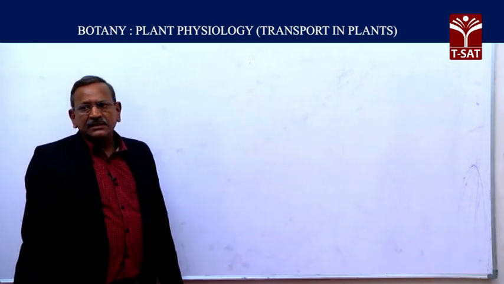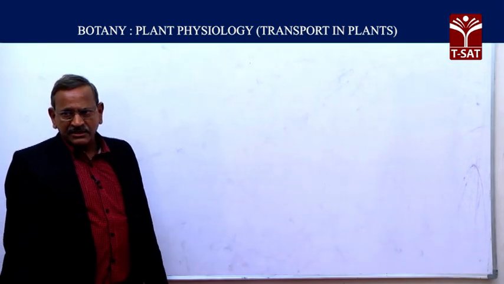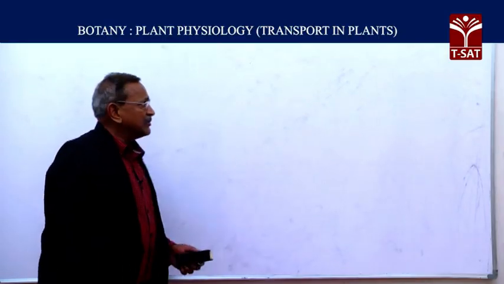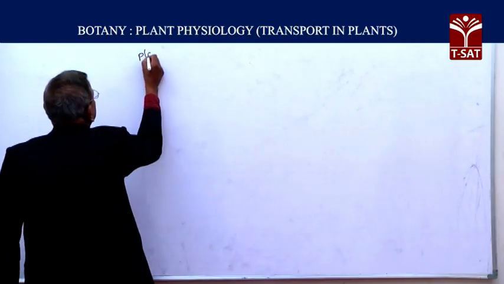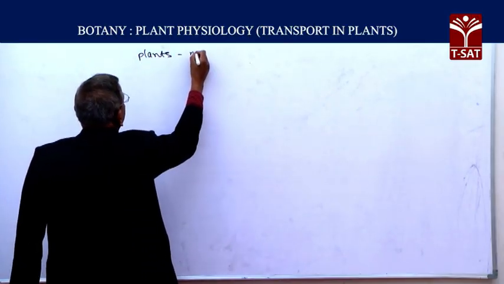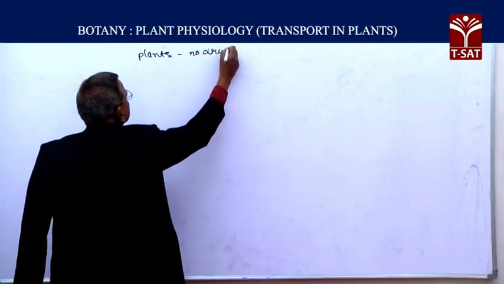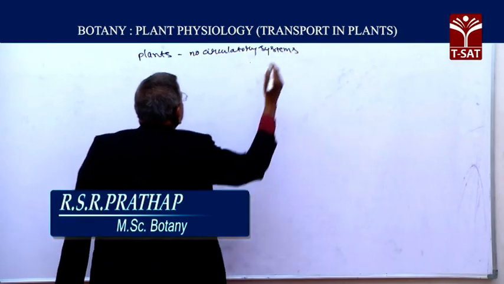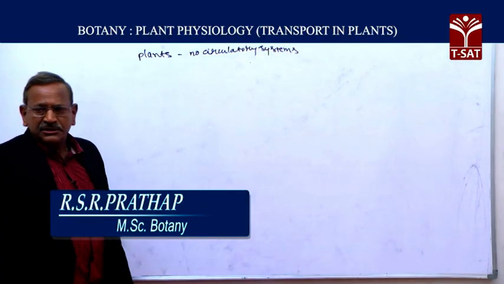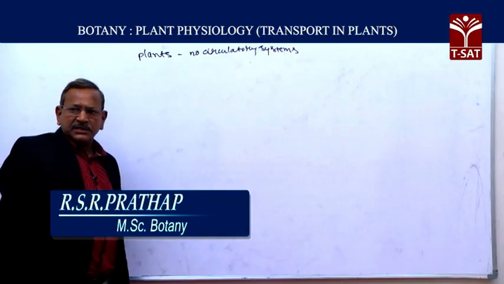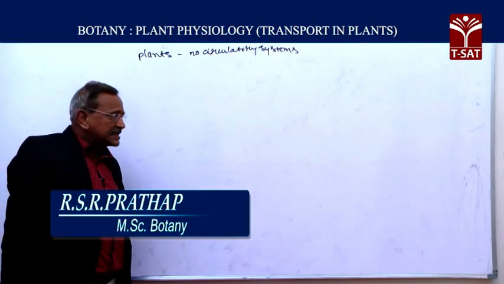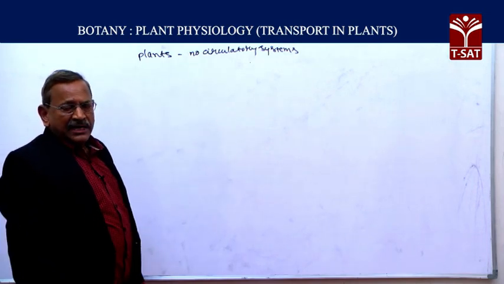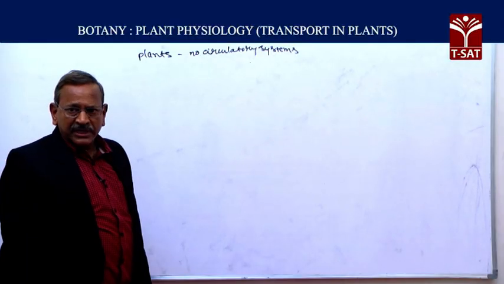Plant physiology and transport in plants. Now let us consider means of transport. In case of plants, there is no circulatory system, as we observe in case of animals where we have a blood vascular system. But plants require transportation of certain materials.